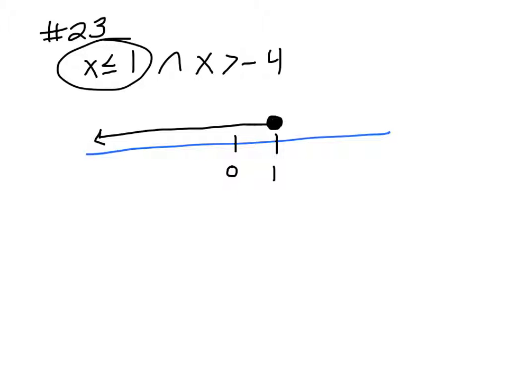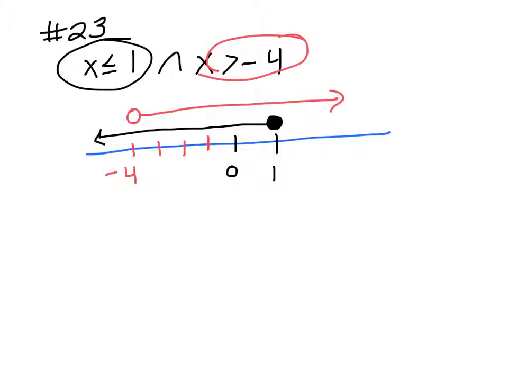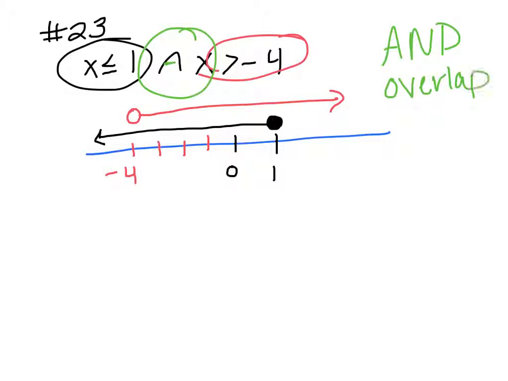This one right here, x is greater than -4, so 1, 2, 3, -4. Greater than means an open circle, no line underneath, so I don't close it, and I go in this direction. This symbol right here, an intersection, looks like an A, so I call it an AND graph. It has to be in one and the other, so it's really the overlap. So where do they overlap? Well, they overlap there to there.